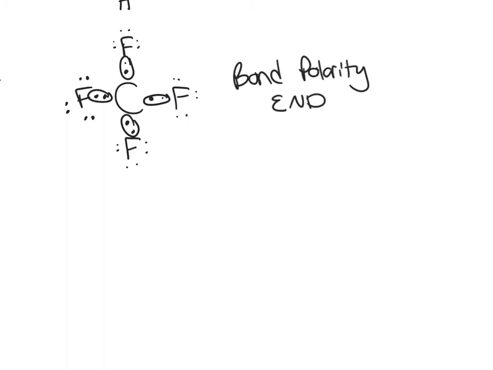This molecule that I drew right there is made up of more than one bond. It's made up of 4. But I'm looking at just one bond, that one right there. The bond between carbon and fluorine, okay? All right, is that bond polar? Okay, it's polar.